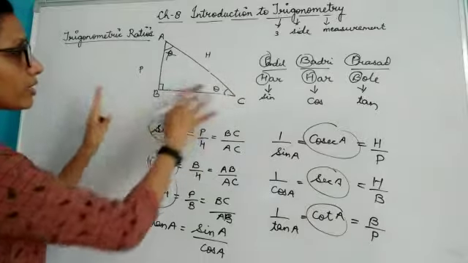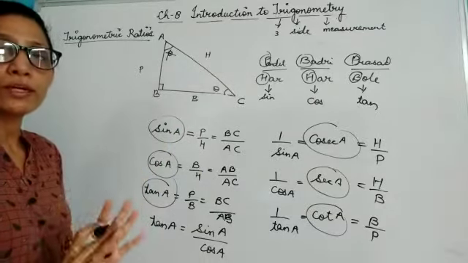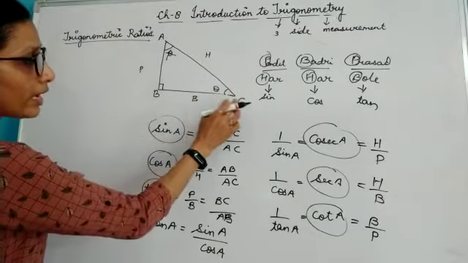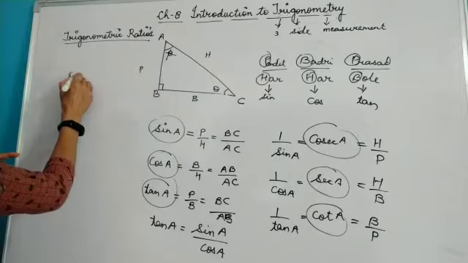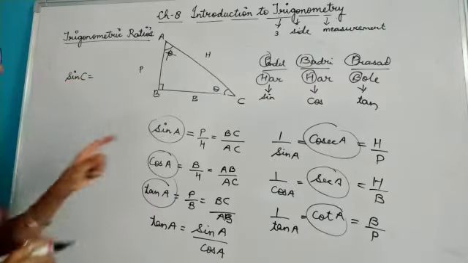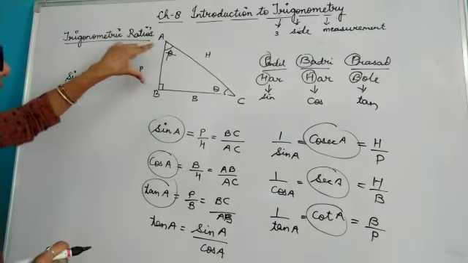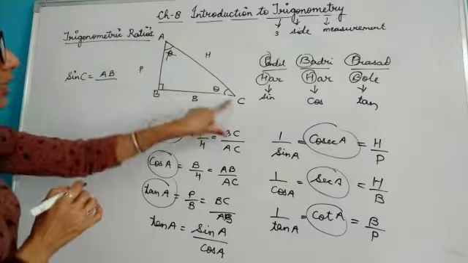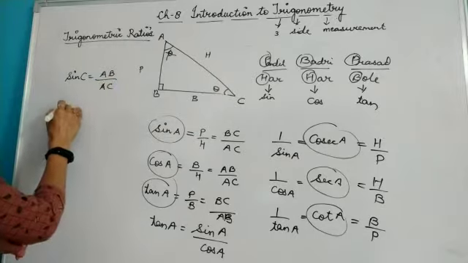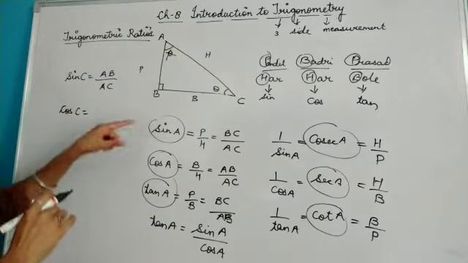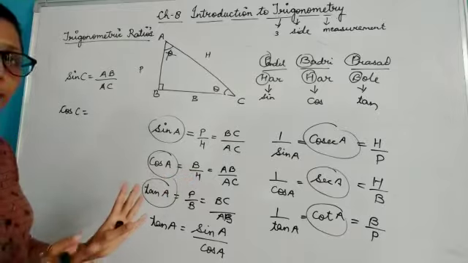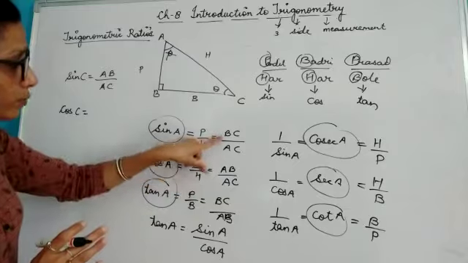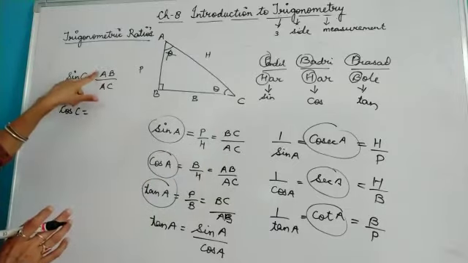Now I have decided the places of hypotenuse, perpendicular and base. Since theta is at angle C, I will write sine C. Sine C is what? P by H. So P is AB, and H is AC only, so it is AB by AC. If I want to calculate cos C, then cos C is B by H. The formula will remain the same, only the ratios of sides will change. Here it is BC by AC.